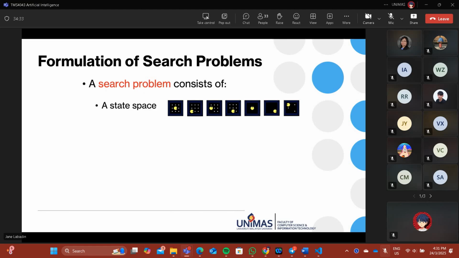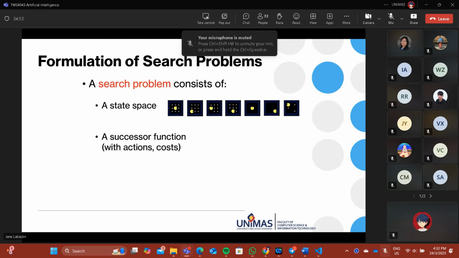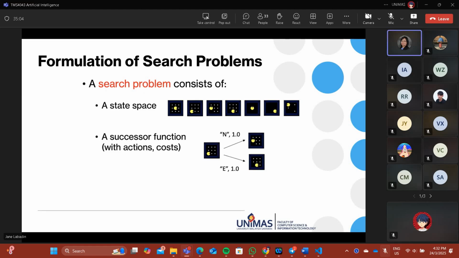And the environment can have many things as well. Then you will have a successor function, meaning the actions that your agent can take and at what cost. What is the cost if it were to take that action? So this is an example of a successor function.